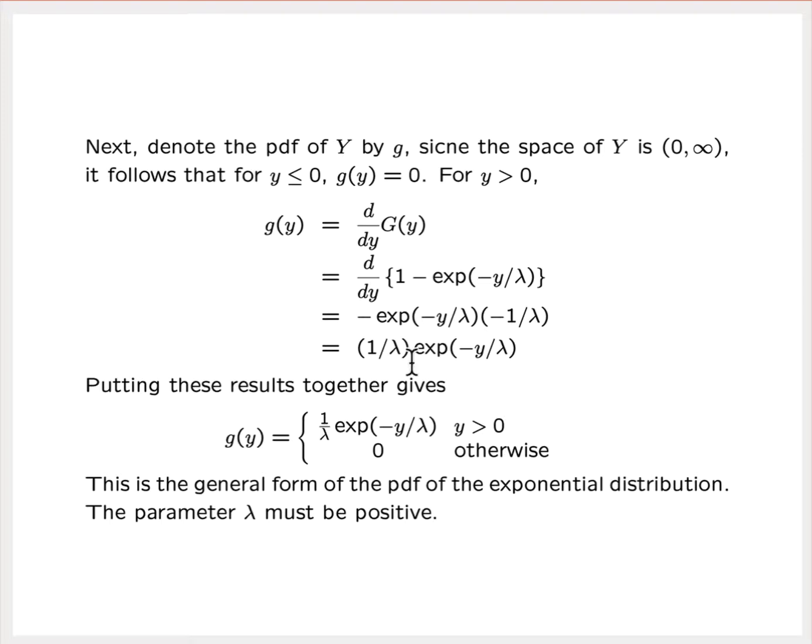If you go back and look at the expression that we started off talking about with the exponential distribution, that general form of the exponential PDF, you'll see that this is the exact same thing. The only difference is here we're using y. Back then we used x. So this is the general form of the PDF of the exponential distribution. And remember that the parameter lambda, which shows up there and also there, must be positive.